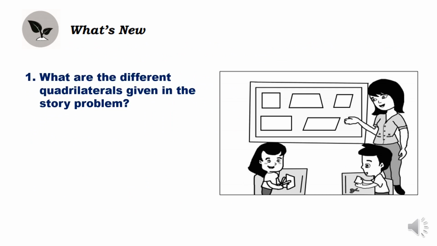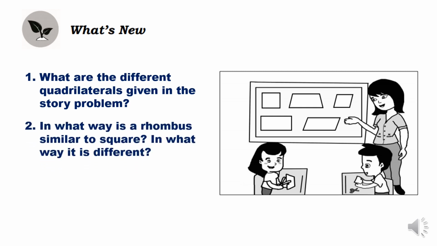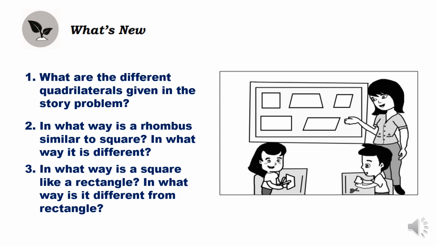First question, what are the different quadrilaterals given in the story problem? Number 2, in what way is a rhombus similar to a square? In what way is it different? Number 3, in what way is a square like a rectangle? In what way is it different from a rectangle?